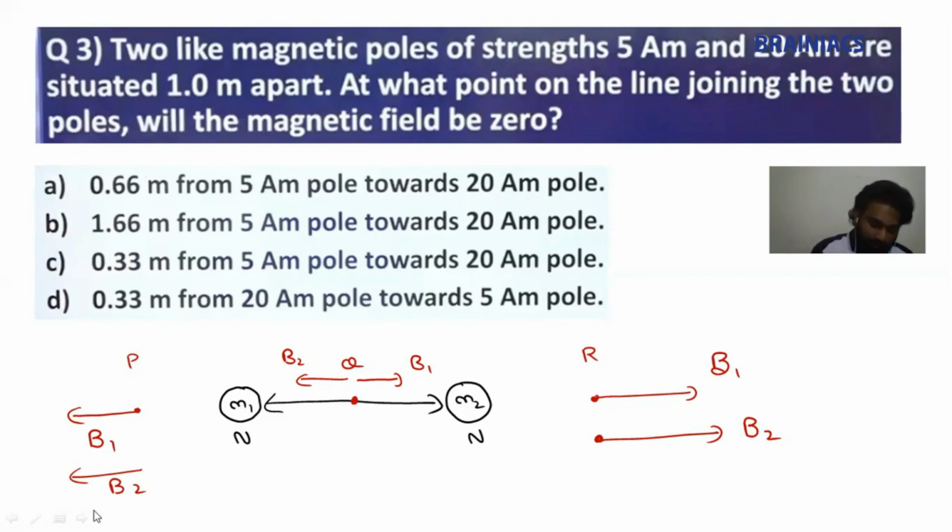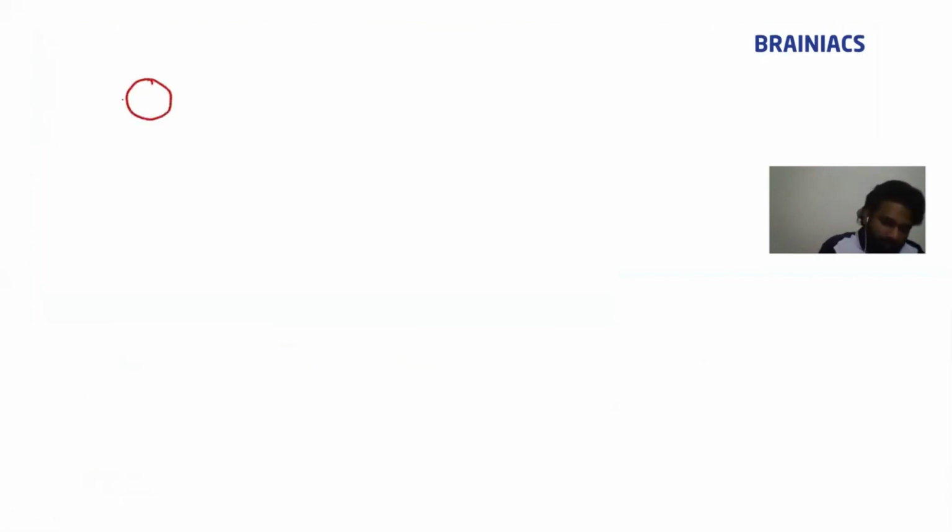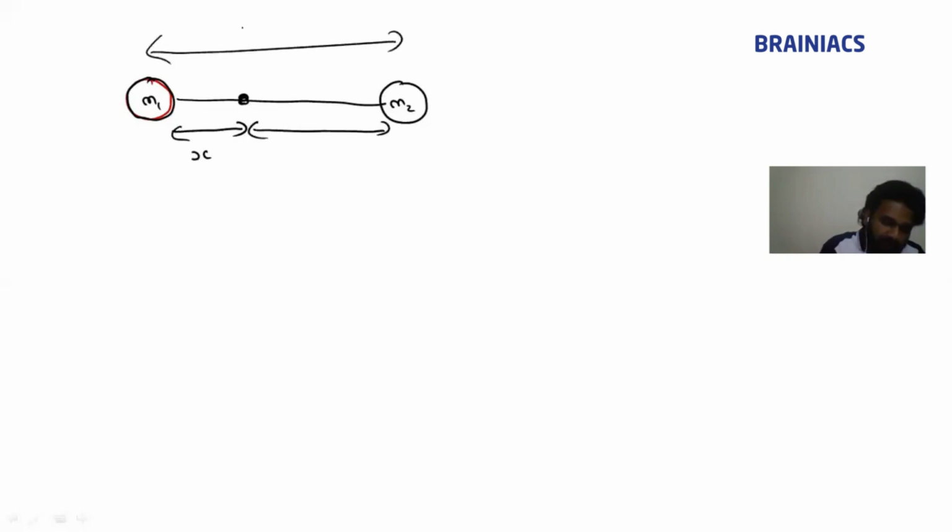Okay, so we will solve now. So this is M1 and this is M2. Let us consider a point which is x distance from M1. Since the two are 1 meter apart, the other distance is going to be 1 minus x. Now at this point, the net magnetic field is 0, with B1 and B2 like this. So B1 must be equal to B2.